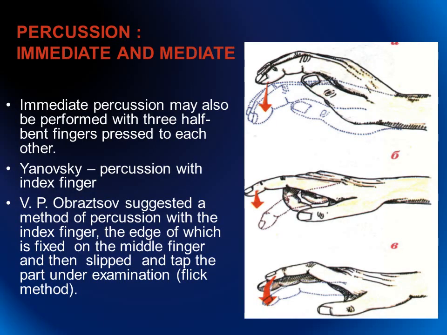Immediate and mediate percussion are distinguished. Immediate percussion is performed by three half-bent fingers pressed to each other, and this method is called Auenbrugger's method. Yanovsky's method is percussion with the index finger, and Obraztsov suggests percussion with the index finger, the edge of which is fixed on the middle finger and then slipped and tapped on the part under examination. These two methods are mostly used in pediatric practice.